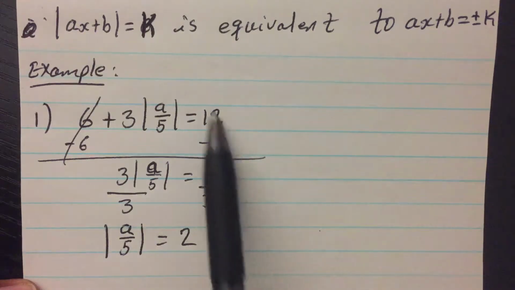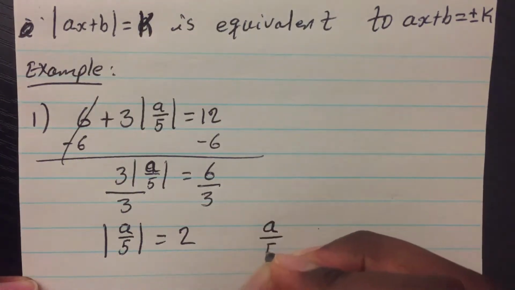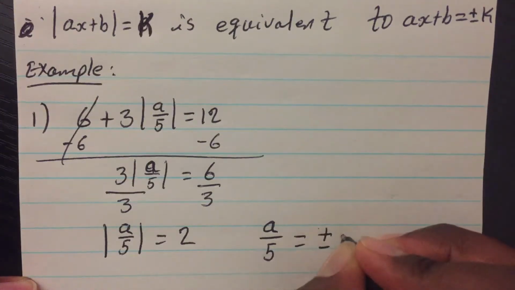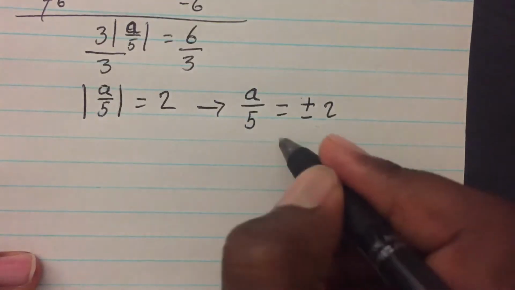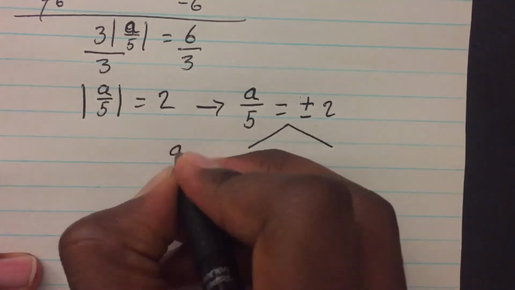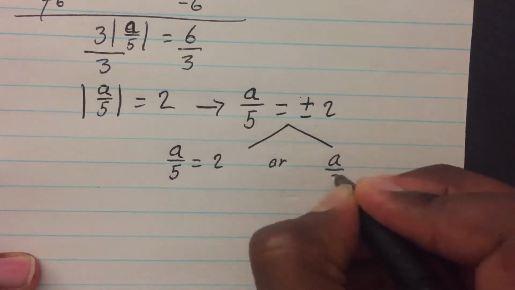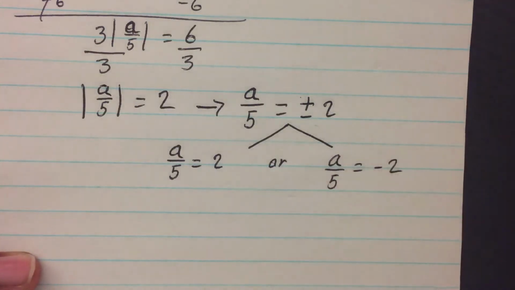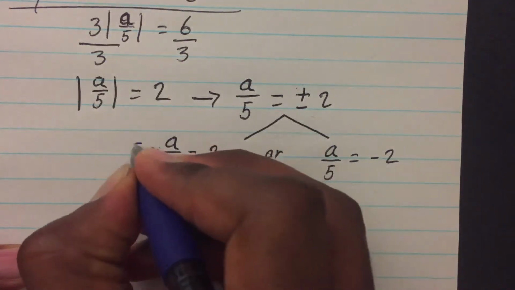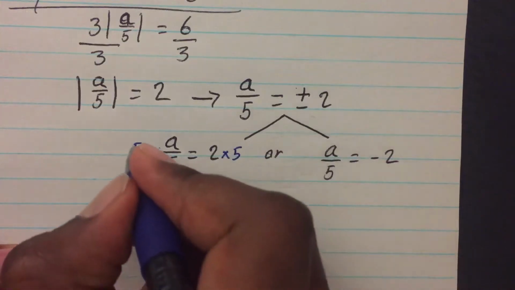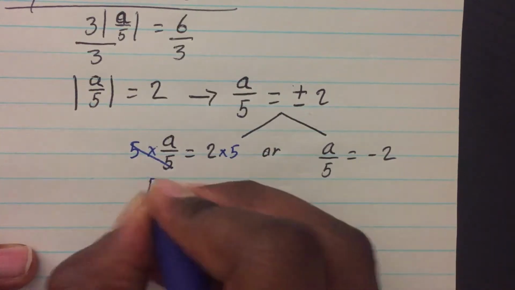So we can say this is equivalent to the equation: what's inside the absolute value equals plus or minus that k. That's what you get from this part. And then this gives you two equations. One equation is a over 5 equals the positive 2, or a over 5 equals the negative 2. Multiply both sides by 5. So if you times this by 5 and times that by 5, the 5 cancels. You're left with a equals positive 10 as one solution.